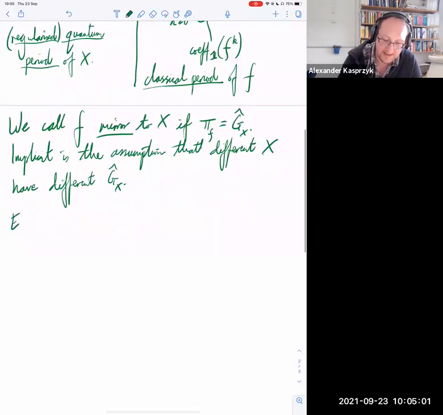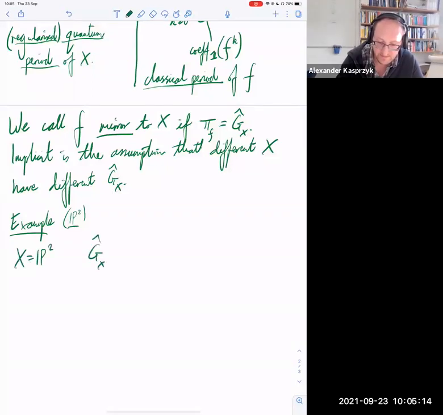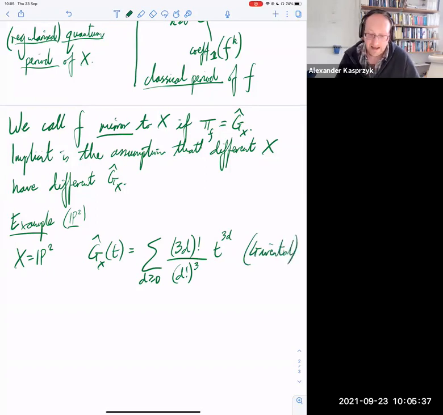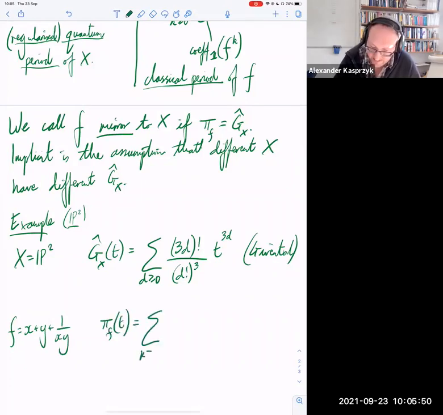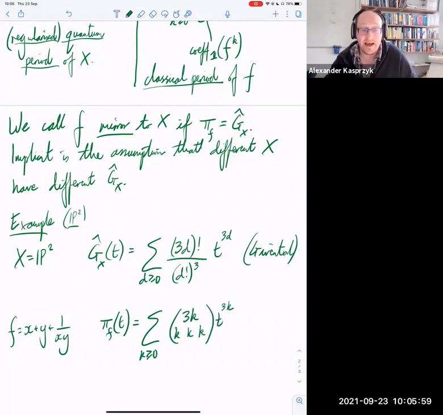So I'm not going to do too many examples actually for once, but let me at least do the example that we always do. So let's do P2. I'm going to write down the quantum period. So this comes straight from Givental. And what's it going to be? It's going to be this. And on the other hand, out of nowhere, I'm just going to put this Laurent polynomial and you can go away and calculate the classical period. And this is just going to be given by this multinomial. And of course these two things are equal. So this f is a mirror for P2.